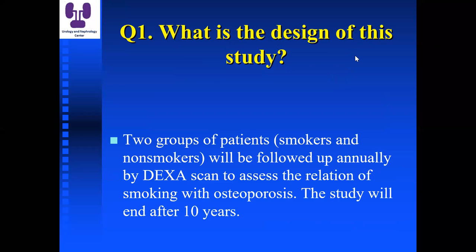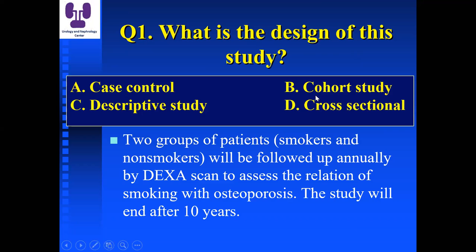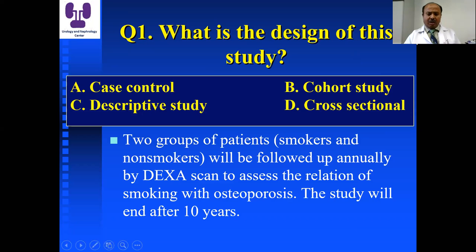Suppose that we have this design, two groups of patients, smokers and non-smokers. Both groups will be followed up annually by DEXA scan. DEXA scan is a type of dual energy X-ray absorptiometry that can diagnose osteoporosis, to assess the relation of smoking with osteoporosis. This study will end after 10 years. If this is the design, is it case control, cohort study, descriptive study, or cross-sectional study? If you don't like to interact verbally, please write on the chat your choice, A, B, C, or D.